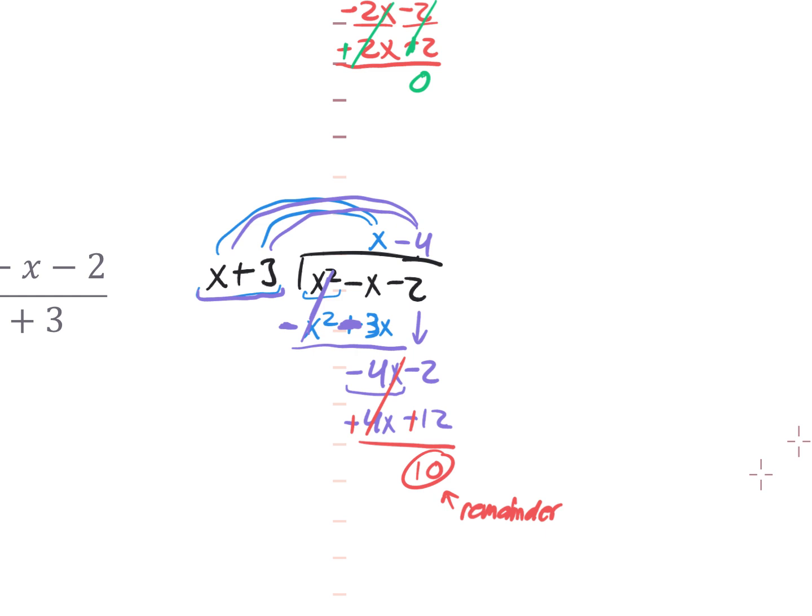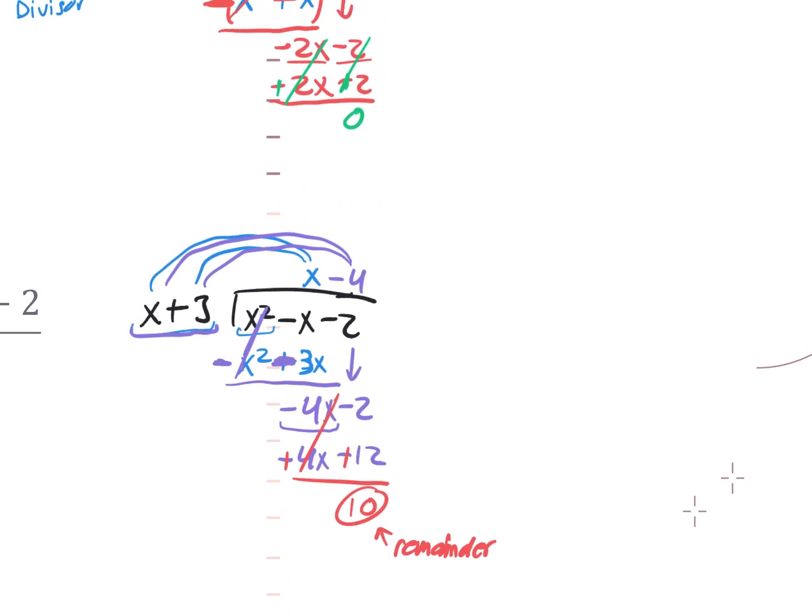Now in polynomial long division, our remainders are going to be written as follows. We're going to write plus our remainder over our divisor. So in sum, our answer is going to be this whole thing right here, this x minus 4 plus 10 over x plus 3. This whole thing is your answer. This x minus 4 portion was our quotient. This 10 right here is our remainder. And this x plus 3 right here is your divisor.